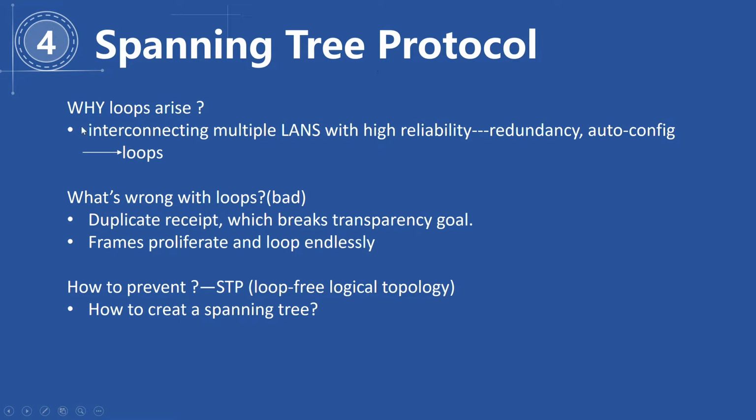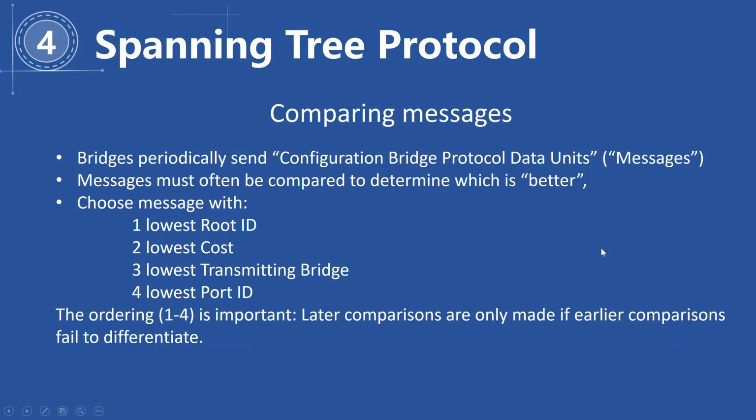Now the spanning tree protocol. The first thing we should know is why loops arise: interconnecting multiple lines for high reliability, which means more than one backup bridge can link to the lines and provide redundancy, but automatic configuration also creates loops. Loops are bad because they duplicate received frames, which proliferate and loop endlessly. How to prevent it? We use the STP, the spanning tree protocol, to create a loop-free logical topology while maintaining the physical loops.